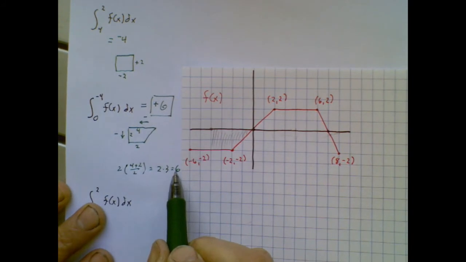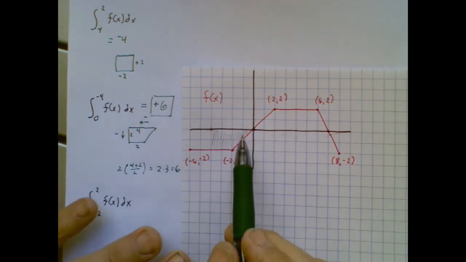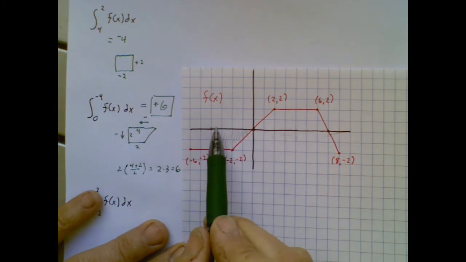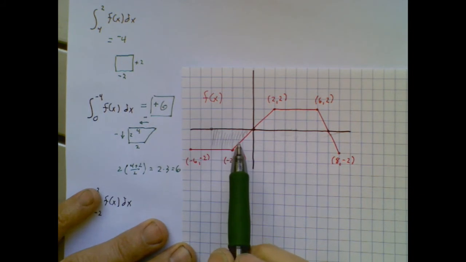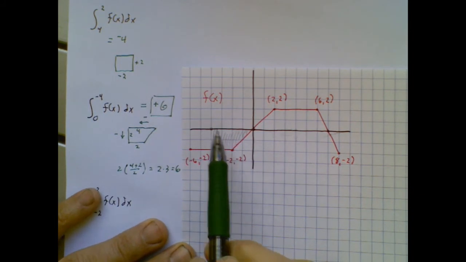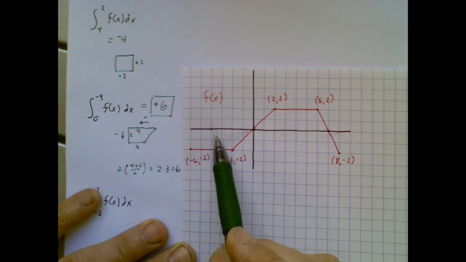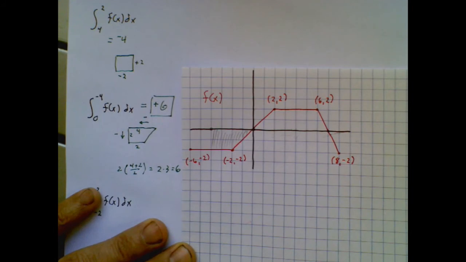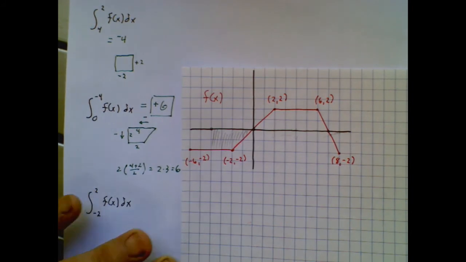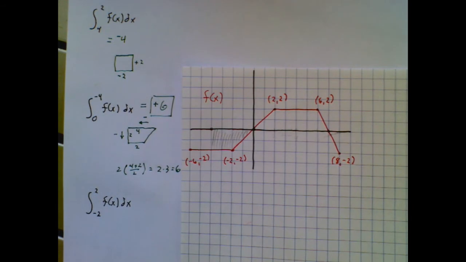So now my answer is positive 6, but only because I was traveling in the negative direction and the region was trapped in the negative or below the x-axis. So you'll notice that our answers are always related to trapped area, but the plus or the minus sign has to be thought of in terms of direction of travel and whether the region is above or below the x-axis.